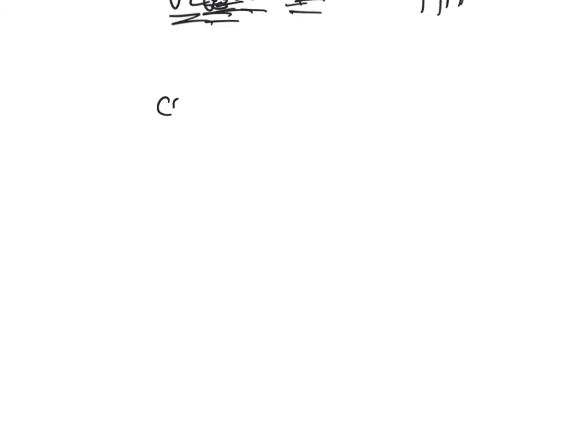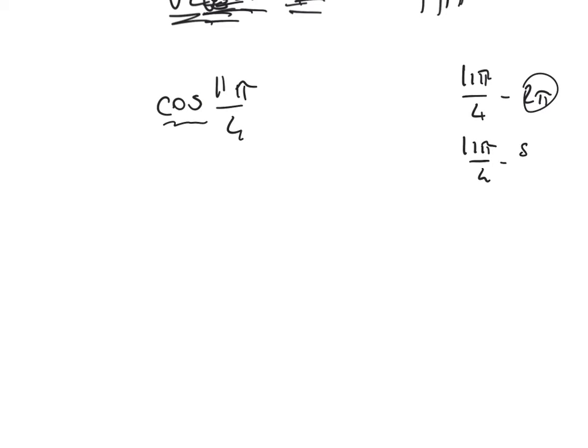Okay, let's go for cos 11 pi over 4. Okay, so 11 pi over 4 is outwith range. So let's subtract 2 pi from that. Remember the sine and cos repeat after 360, after 2 pi. So that's 11 pi over 4 minus 8 pi over 4, which is 3 pi over 4. So that can now be written as cos 3 pi over 4.